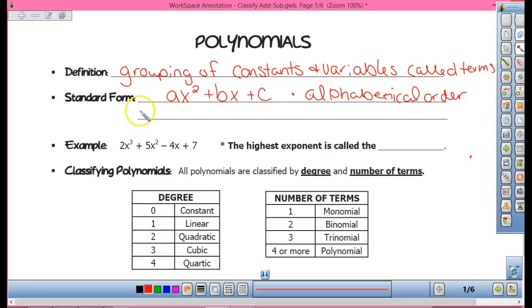Alright, alphabetical order. Highest exponent to lowest exponent. Or in some cases, no exponent at all.